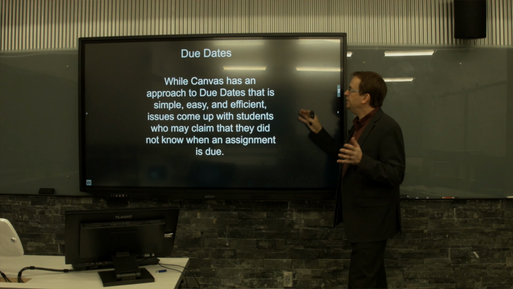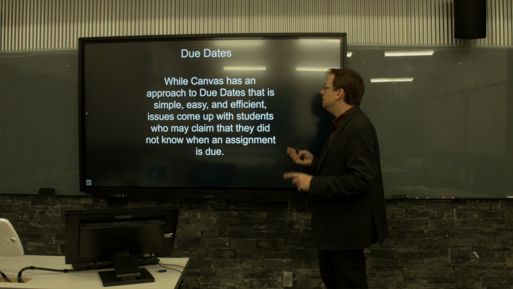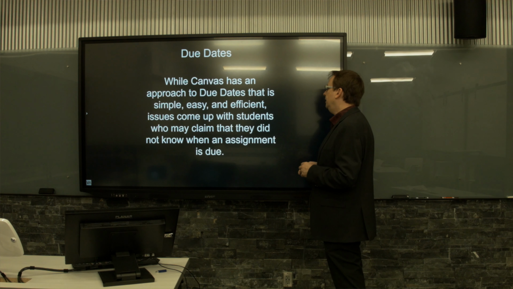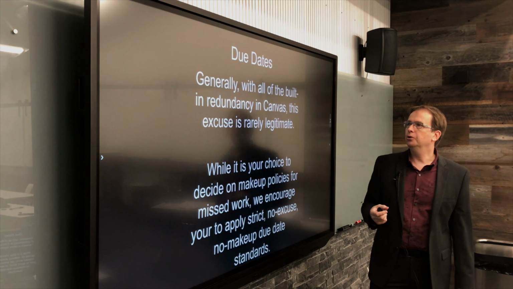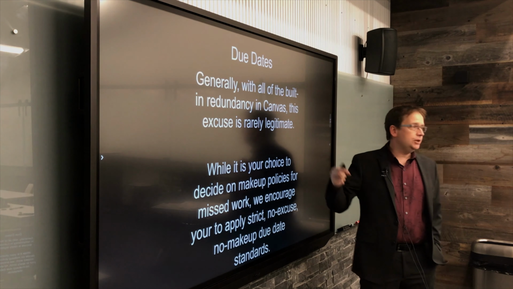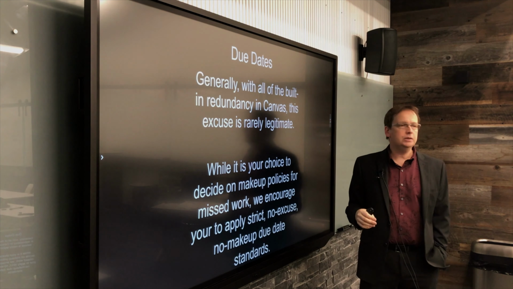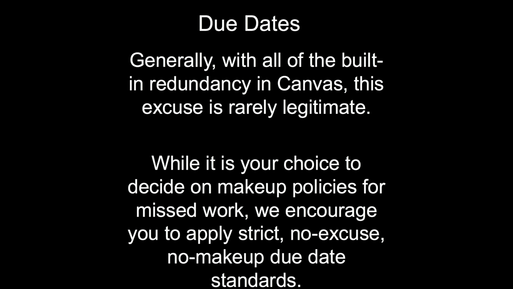So what I recommend to you is that while Canvas has an approach to due dates that's simple, easy, efficient, issues do come up with students who may claim that they did not know when an assignment is due. You're going to encounter that in your class, so the question is, how do you approach that little emotional hurdle you might have with a student or two? Generally, with all of the built-in redundancy in Canvas, as I just showed you, it could be 4, 5, even 6 different places, so the excuse is rarely legitimate.